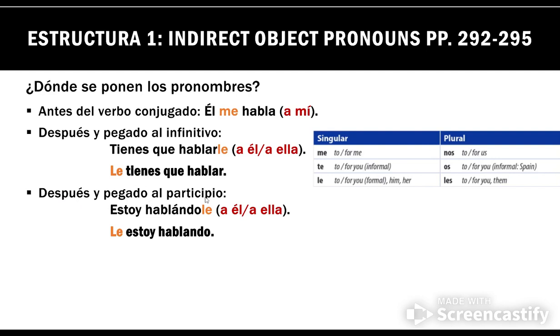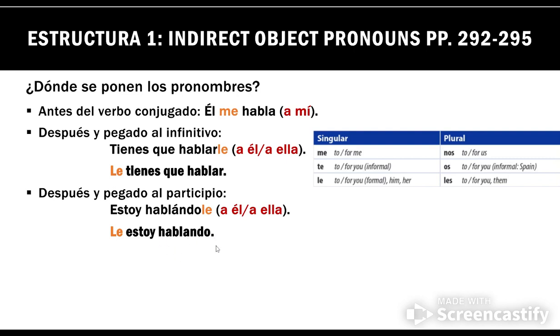Después y pegado al participio. So you can put it after and attached to the participle. Estoy hablando. Again, if it's a él or a ella, it's going to be le. And if you attach it to the participle, you will need to put an accent where the natural stress was before you attached the pronoun. So, le estoy hablando.